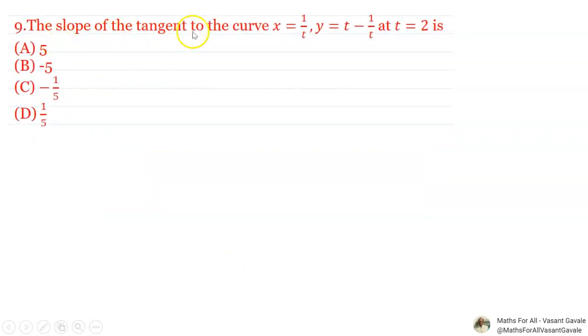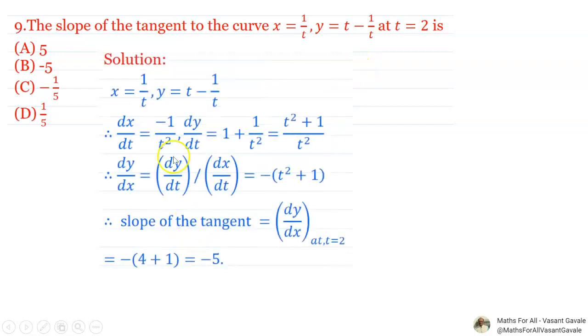Next example. The slope of the tangent to the curve x is equals to 1 upon t, y is equals to t minus 1 upon t at t is equals to 2 is. Okay. Here x is equals to 1 upon t, y is equals to t minus 1 upon t. Therefore, dx upon dt is equals to minus 1 upon t square, dy by dt is equals to 1 plus 1 upon t square. Simplify it: t square plus 1 upon t square. dy by dx is equals to dy by dt upon dx by dt. That is t square plus 1 upon t square, this whole divided by minus 1 upon t square. And then you will get minus of t square plus 1.